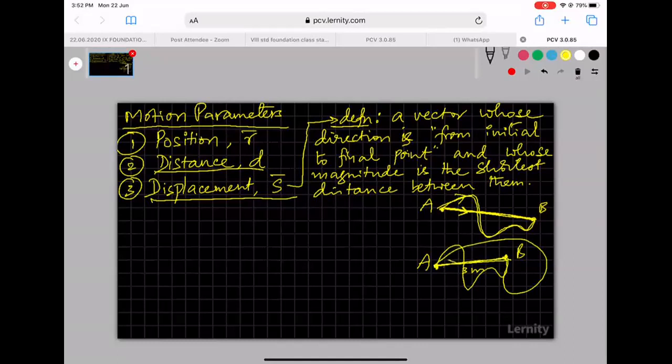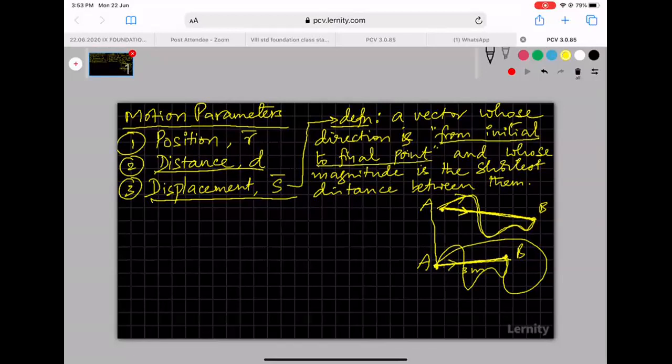Okay. And what about direction? Of course, direction must also be mentioned. Otherwise, 3 meters I can draw this way also in a straight line, right? In fact, out of the plane also I can draw it. So 3 meters displacement must be mentioned along with direction also. And what is the direction of displacement? From the initial point to final point.